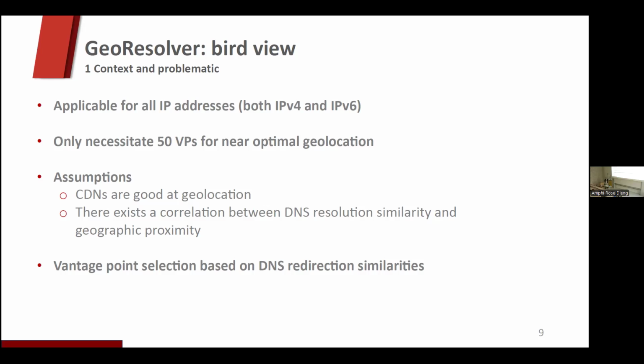This work is based on two main assumptions. The first one is that content delivery networks, CDNs, so we're talking here about Google, Amazon, Facebook, etc., are good at geolocation. And the second assumption, maybe the most important one, is that there exists a correlation between the DNS redirection similarity on one hand and the geographical proximity between two IP addresses. And it's based on this DNS redirection similarity that we are able to select vantage points that are geographically close to an IP address.